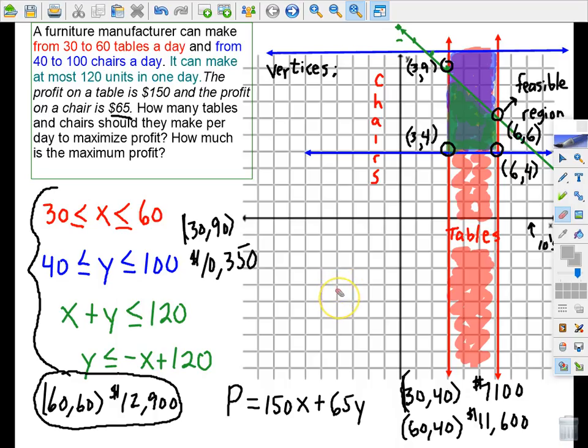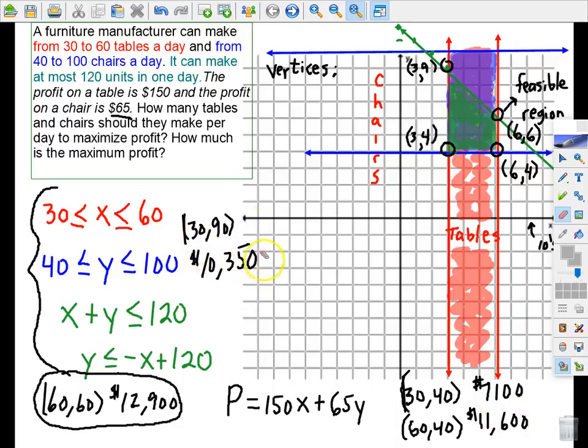Okay, so what we've determined here is that the vertex that gives us the highest value for P is this vertex here that really should be 60, 60. A combination of 60 tables and 60 chairs. When we plug those numbers in for X and Y, X is 60 and Y is 60, we get a profit of $12,900. And you can see the other vertices, when we plug those in, we got lesser amounts.